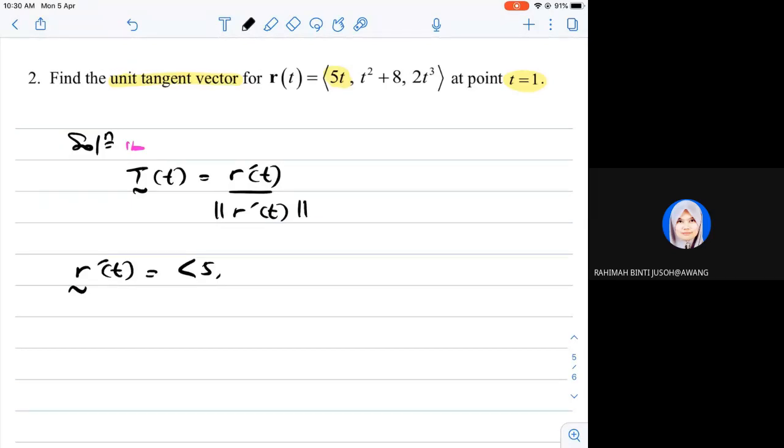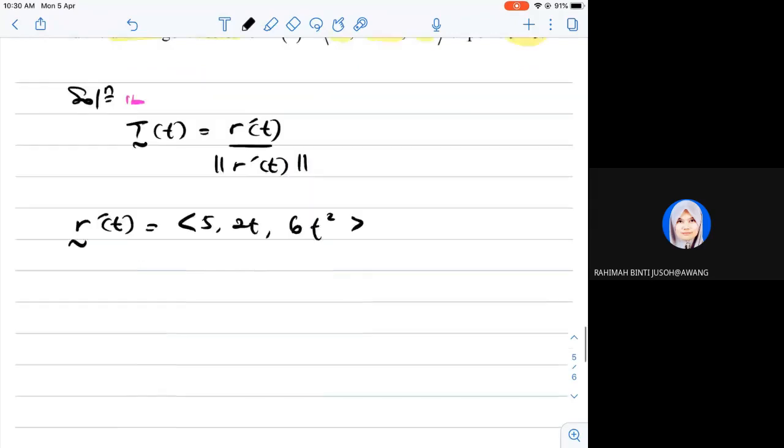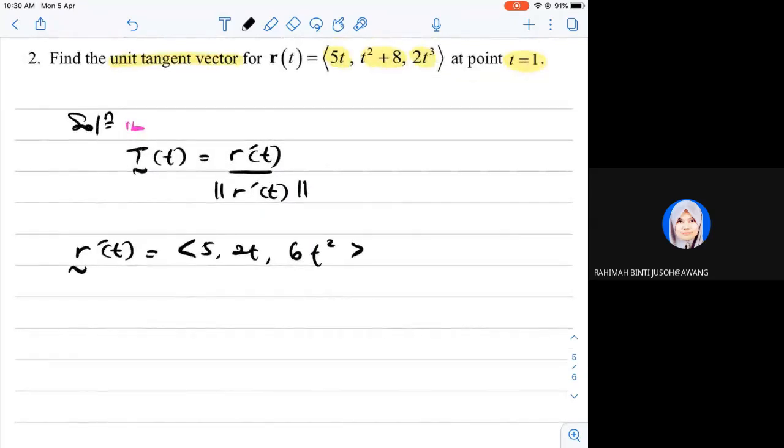Next, t squared plus 8. Differentiate, what do we get? 2t. Yes, 2t. Okay, thank you so much. And then the last one, 2t cubed, we get 6t squared, isn't it? Okay. So now guys, you have to substitute t equals 1. So you get r prime 1. Substitute 1 for all the t's. So we will have 5, 2 times 1 is 2, 6 times 1 is 6.